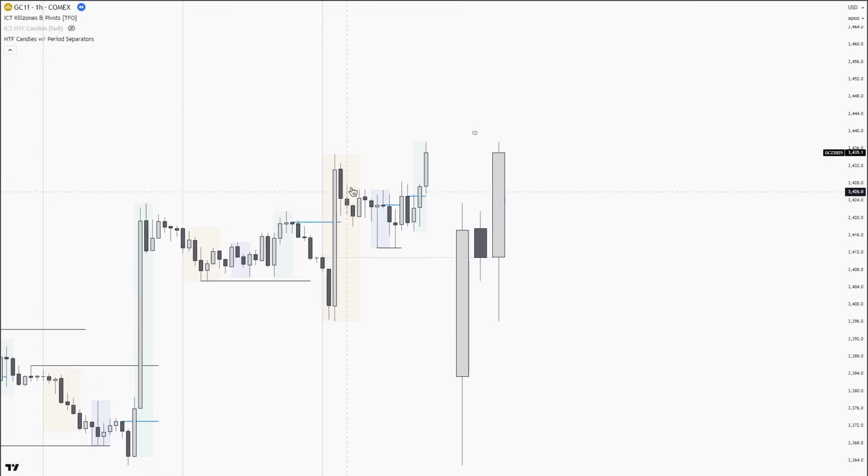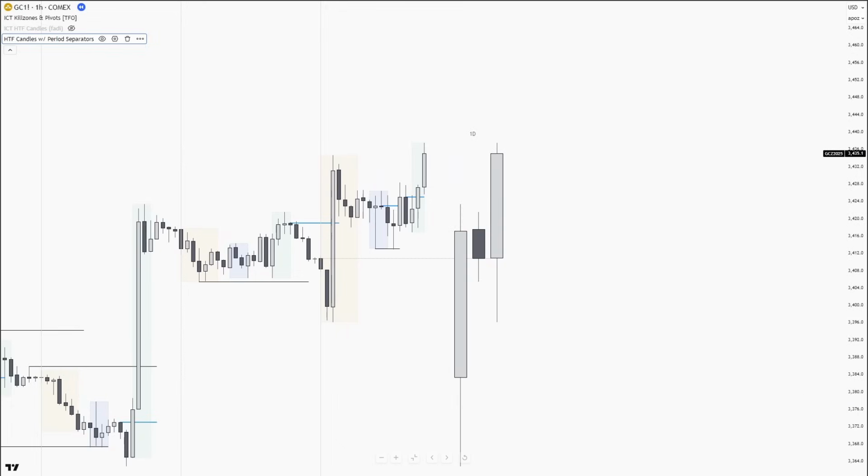And we can seek continuation entries in the New York session. So what this day has offered: when we have an Asian reversal, London and New York tend to be lower probability because we consume much of the daily range within the Asian session. Then the London session consolidated and then it started expansion higher.